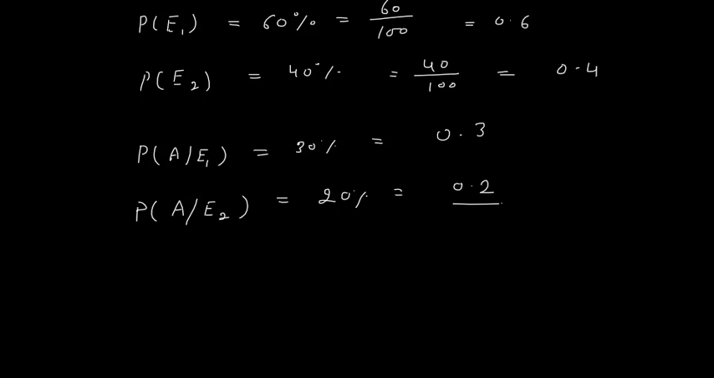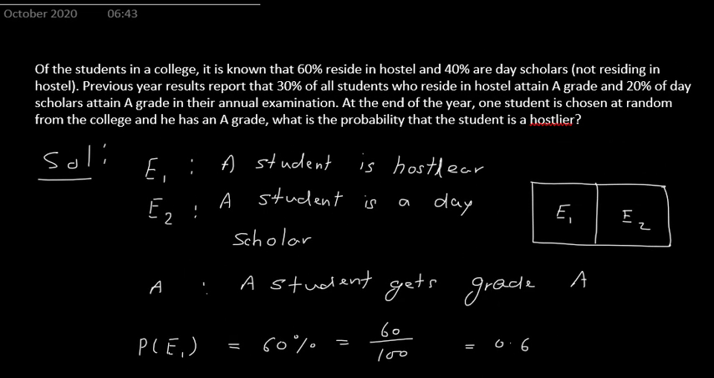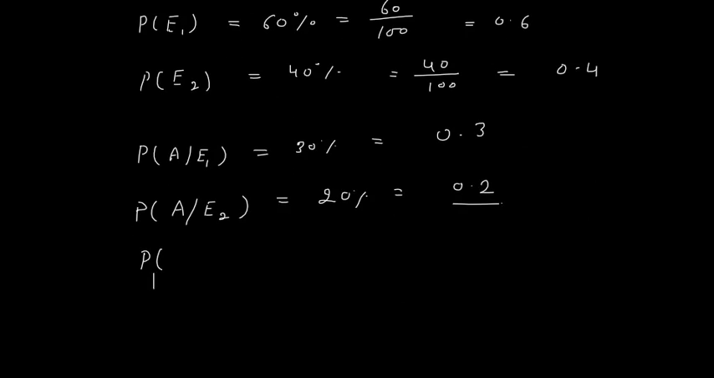Now we have to find the possibility. A student is chosen at random and he got grade A. What is the possibility that he is a hostelier? So we have to find the possibility of E1 when it is known that he got grade A. So now you can solve this problem by yourself, right?